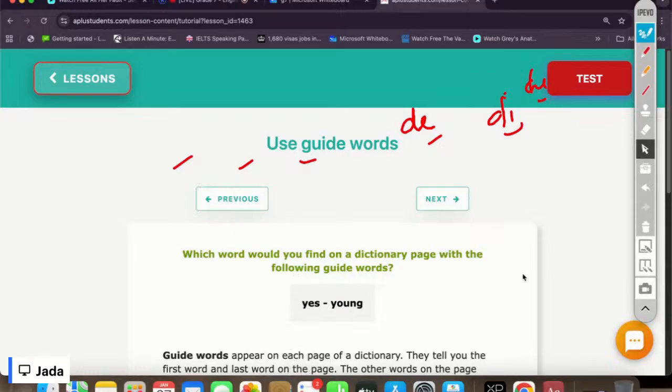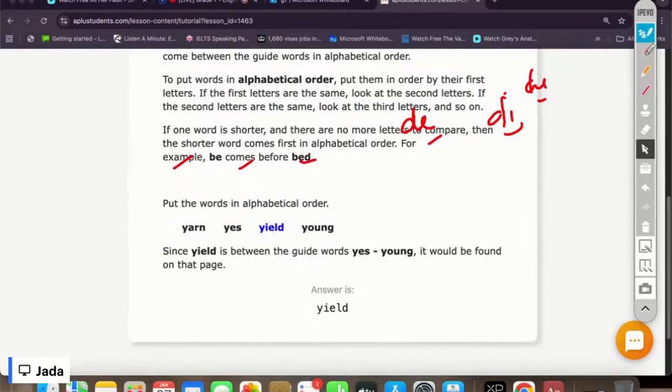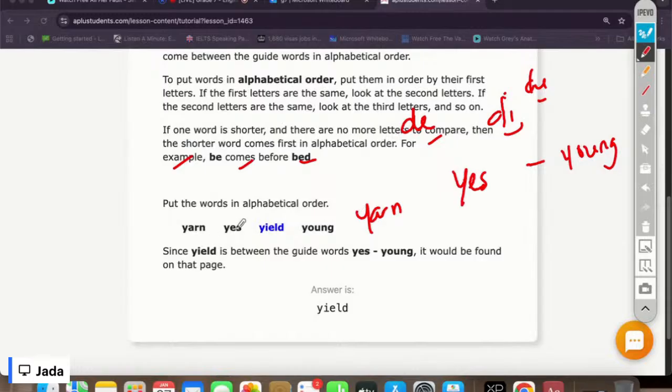So, which word would you find on a dictionary page with the following guide words? We have yes to young. So, yes and young. Okay. So, we have yan and we also have yield. So, of course, you would find yield because yan is YA. So, A is already gone. So, we have E to O. So, in between E to O, of course, you can find I, yield. Okay.